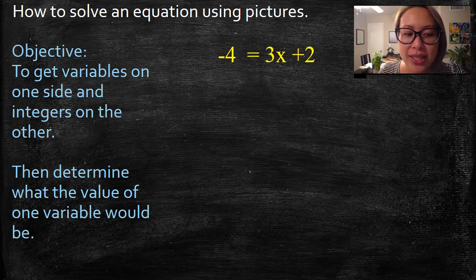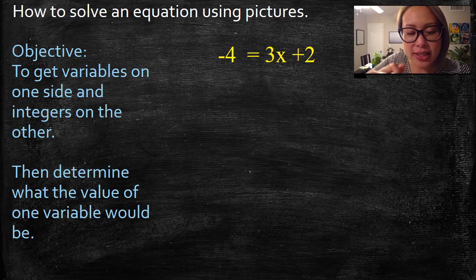We want to know how to get variables on one side of the equation sign and integers on the other side of the equation sign. Doesn't matter which side, we just want them separate from each other. And then when we're done with that, we can determine what the value of one variable would be. So let's start by looking at what our variables are. In this case, our variable is that x, and there's 3 of them.